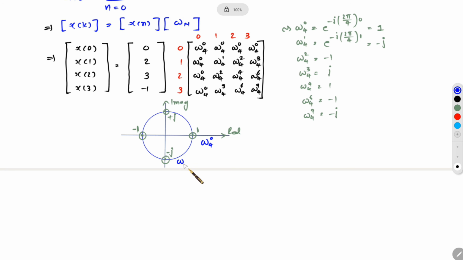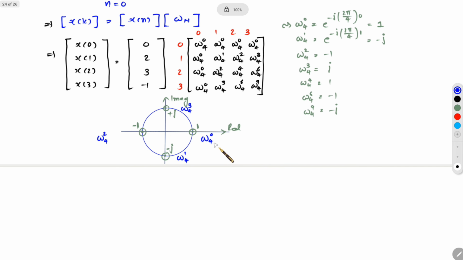So over here we will be having W4 to the power 1. Over here we will be having W4 to the power 2. Over here we will be having W4 to the power 3. Now see, W4 to the power 4 will come here. Then W4 to the power 5 will come here. Then W4 to the power 6 will come here. Then W4 to the power 7 will come here. Then W4 to the power 8 will come here. And W4 to the power 9 will come here.